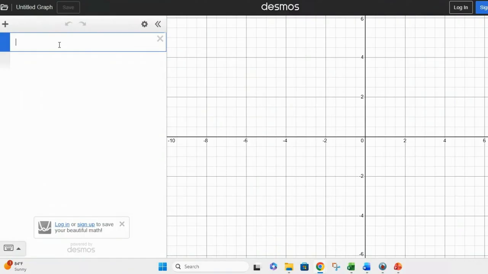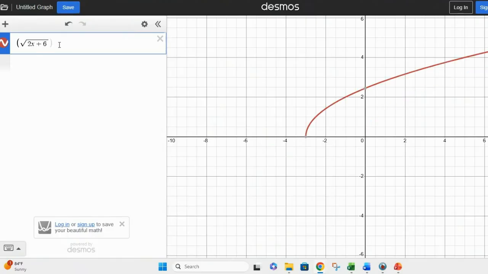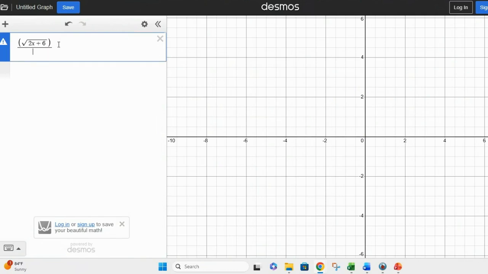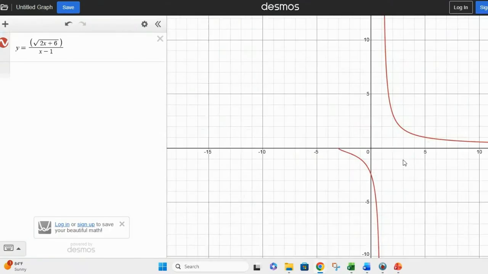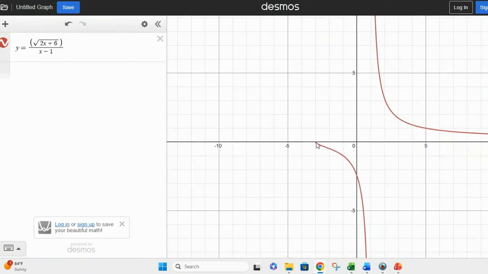So we have the square root of 2x plus 6, outside parentheses, divided by x minus 1. Okay, that is our equation. I can put a y equals, but it's going to show the same thing. So if we look at the graph, we've got to zoom out. We see that it goes all the way down to, and it does include, -3. It does include -3, but it doesn't have anything smaller than that.